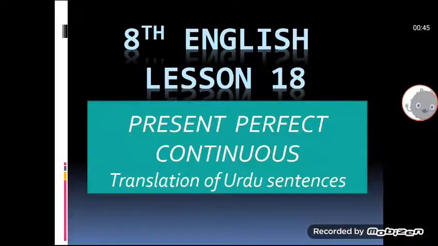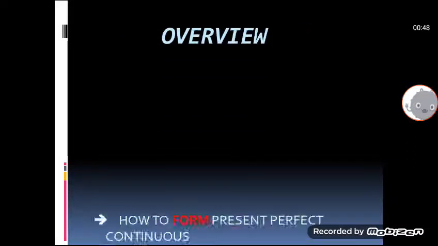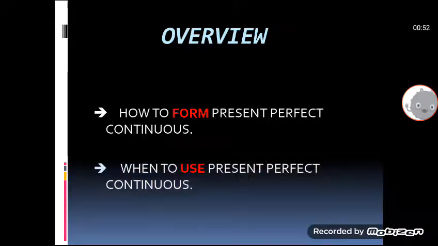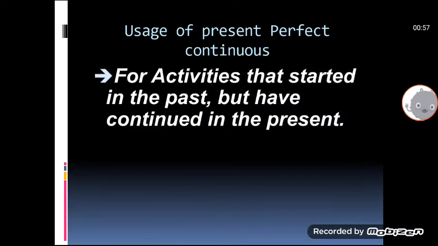The thing that we are going to do is translation of Urdu sentences. Overview: we are going to see how to form present perfect continuous and when to use it. Look at this usage of present perfect continuous for activities that started in the past but have continued in the present time. ऐसे काम जो पास्ट में स्टार्ट हुए थे और अभी भी जारी हैं. फॉर एग्जांपल कि हम 3 दिन से प्रेजेंट परफेक्ट कंटिन्यूस पढ़ रहे हैं. दिस इज़ ऑल्सो अ present perfect continuous tense.